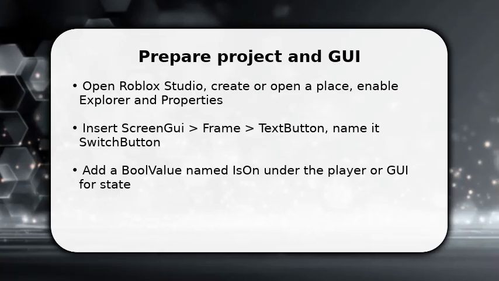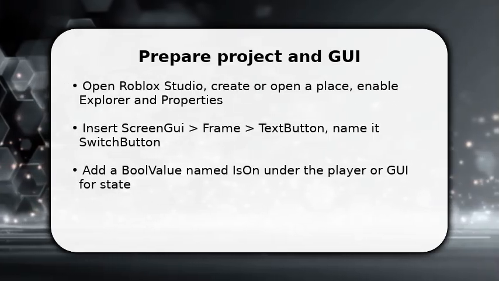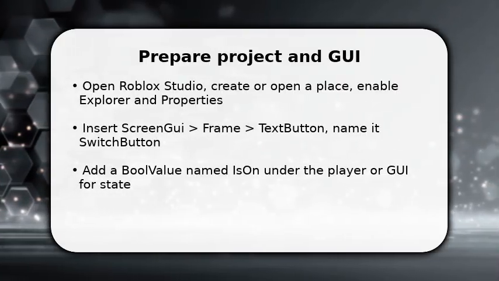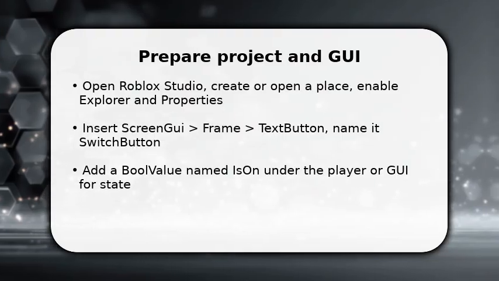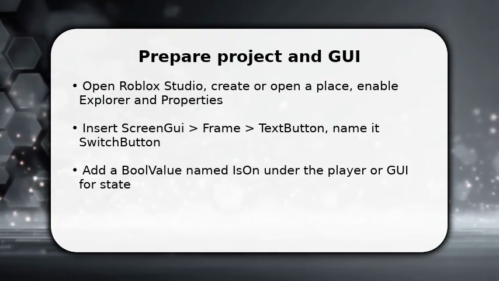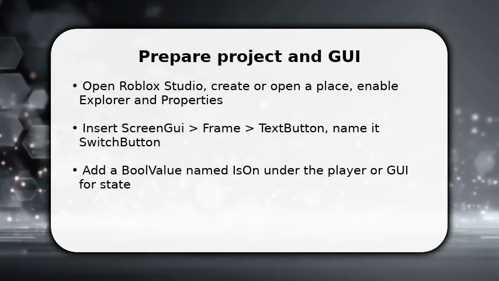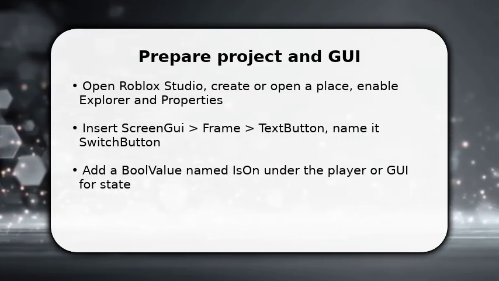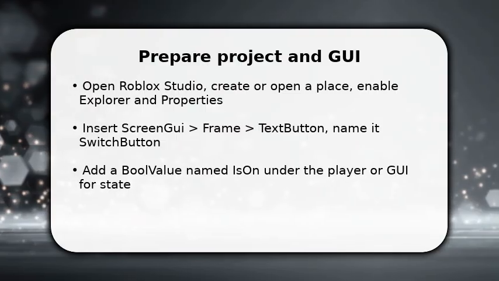Enjoy the video. You start by prepping the scene and immediate assets so you can script without interruption. Open Roblox Studio, enable Explorer and Properties, then add a screen GUI with a frame and a text button named Switch Button. This gives you a visible control. Create a bool value called is_on under the player or within the GUI to track state. This simplifies syncing visuals and logic.